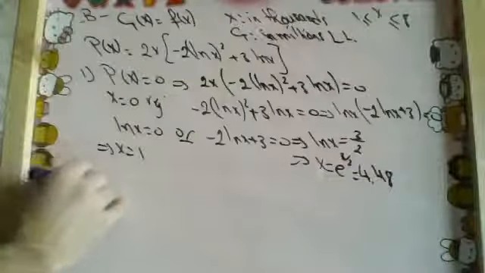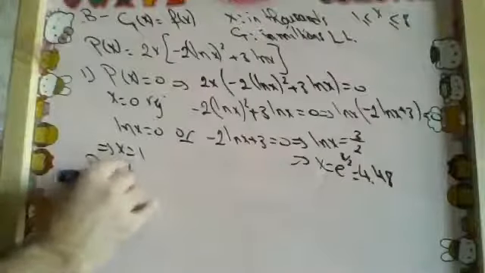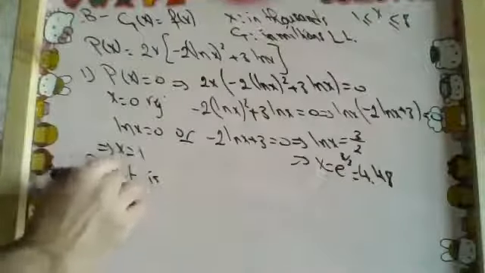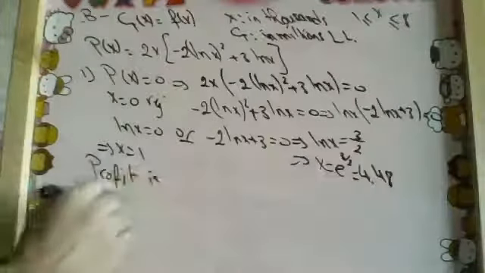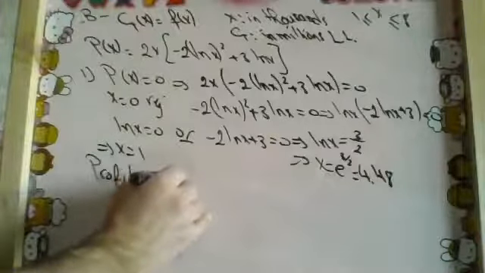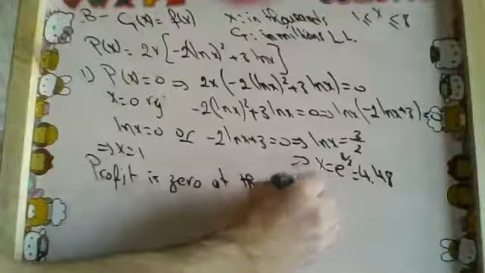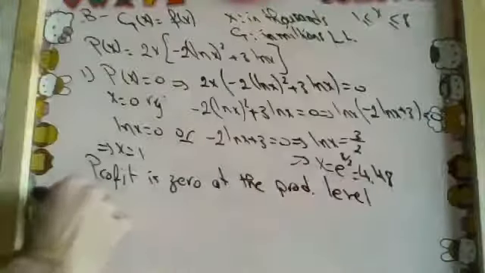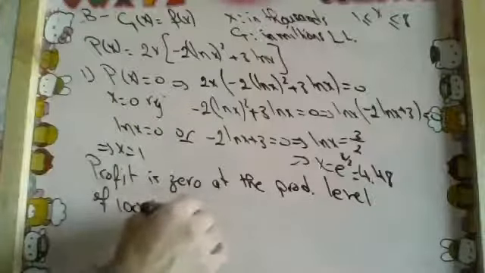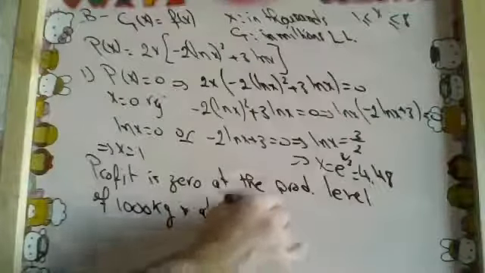So for P, the profit, x equal 1 and x equal 4.48. That means the profit is 0 at the production level of 1000 kg and at 4480 kg.